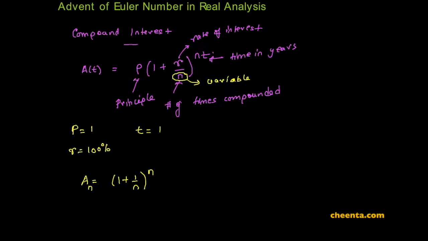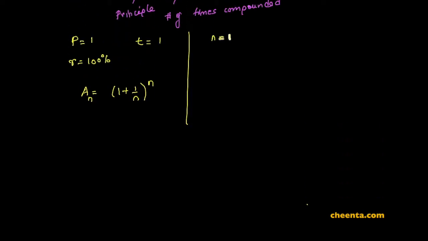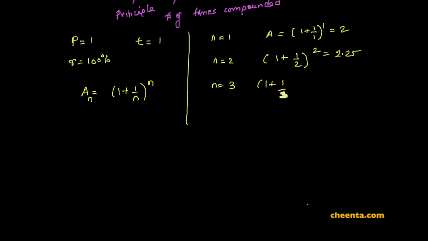So let's compute a few values of it. If n is equal to 1, the amount is (1 + 1/1)^1, which is just 2. For n equals 2, it is (1 + 1/2)^2, so that's 1.5 squared, which is 2.25. For n equals 3, it's (1 + 1/3)^3, which is approximately 2.37, if I remember correctly. And so on. You can go on forever, of course.